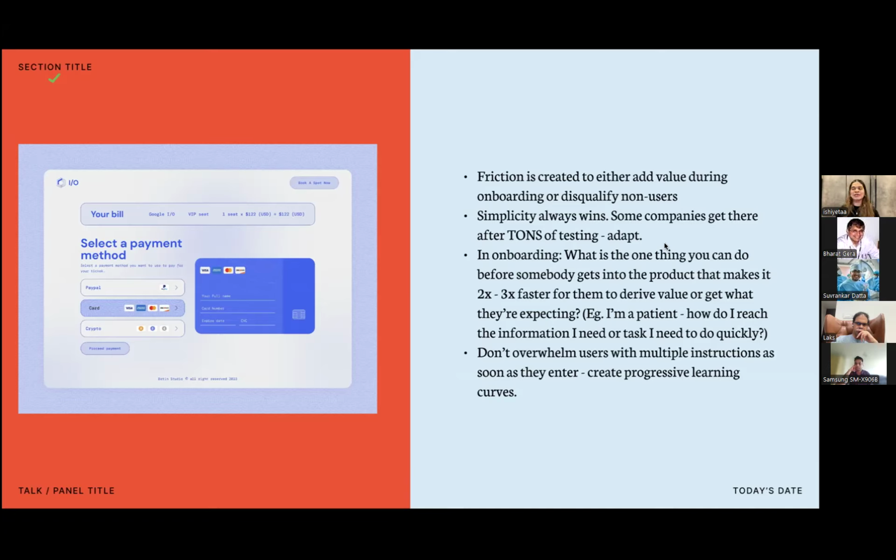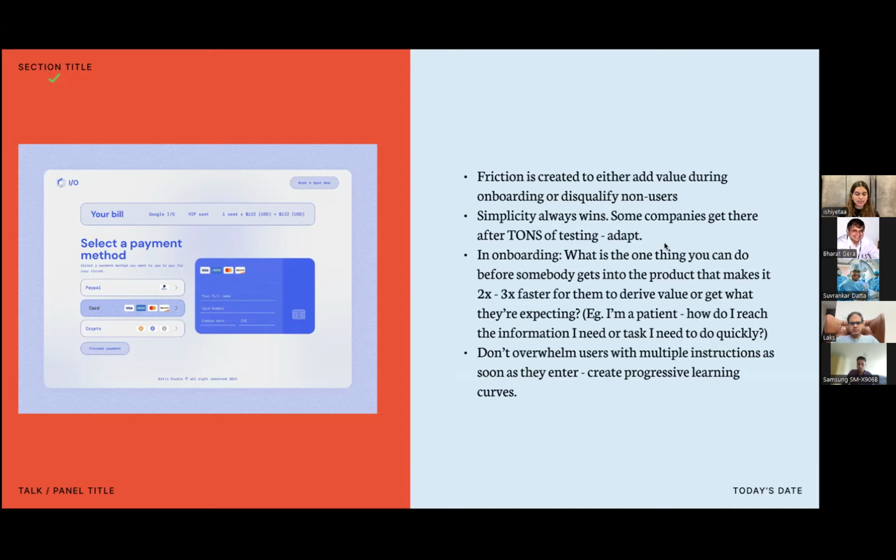And a lot of times, I know that as users, we get really annoyed, like, why are you asking me for money before I even try your platform? But the intention is that these brands don't want to open their interfaces to users that are not serious about adoption. And then in onboarding, what is the one thing that you can do before somebody gets into the product that makes it 2 or 3x faster for them to derive value or get what they're expecting?